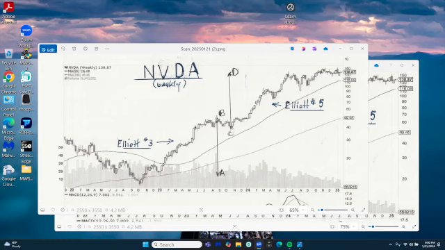Now you have one more wave left because there's only 5 waves in Elliott. There can be more than 5, there can be 100, but they're all grouped in 1s and 3s and 5s. And so you have now the final wave that goes up here that makes it Elliott 5.